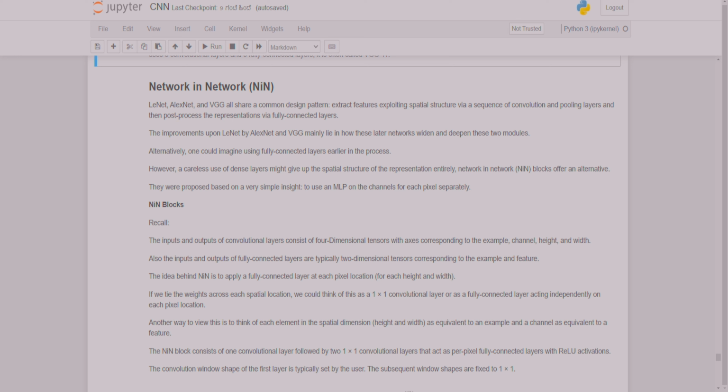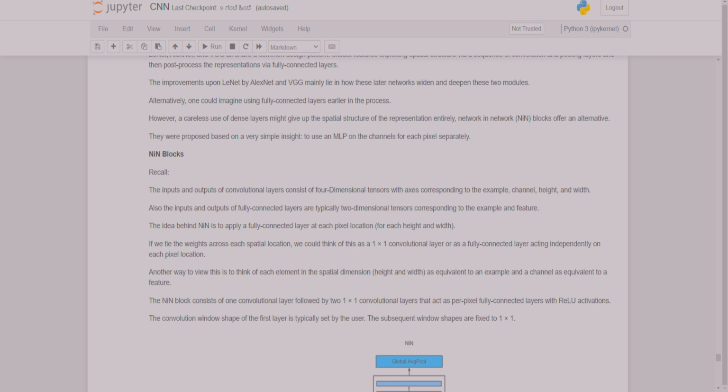Using the network in network architecture, the researchers tried to implement something where you use a fully connected layer not at the end, but much earlier. That was a new idea which they had. To understand this whole process, we'll try to recall two things. Fundamentally they use what is called a NIN block, but in order to understand that block, we'll recall something which we already know.